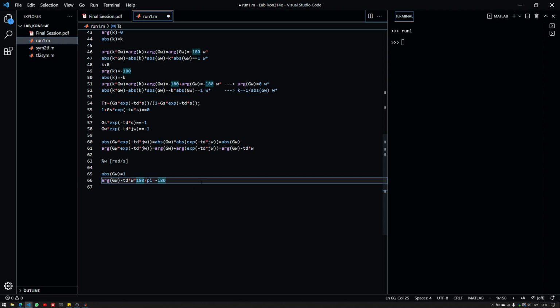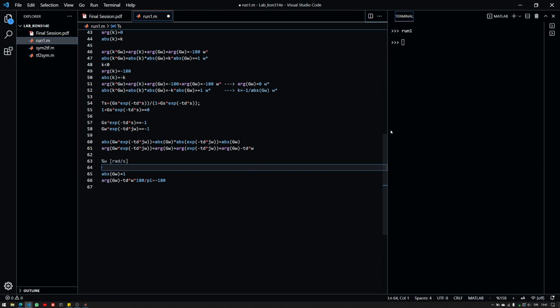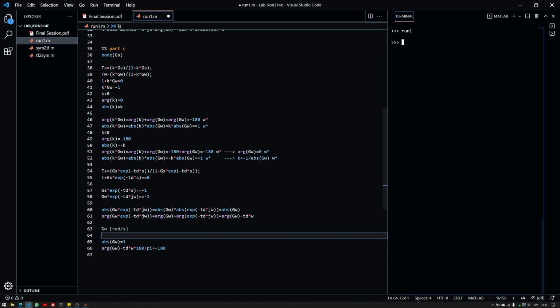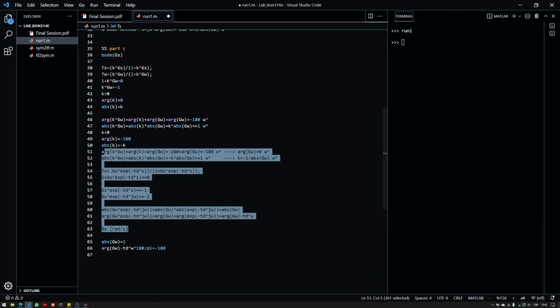So how can we calculate this? Let's see. Now we have, let me get rid of everything here.